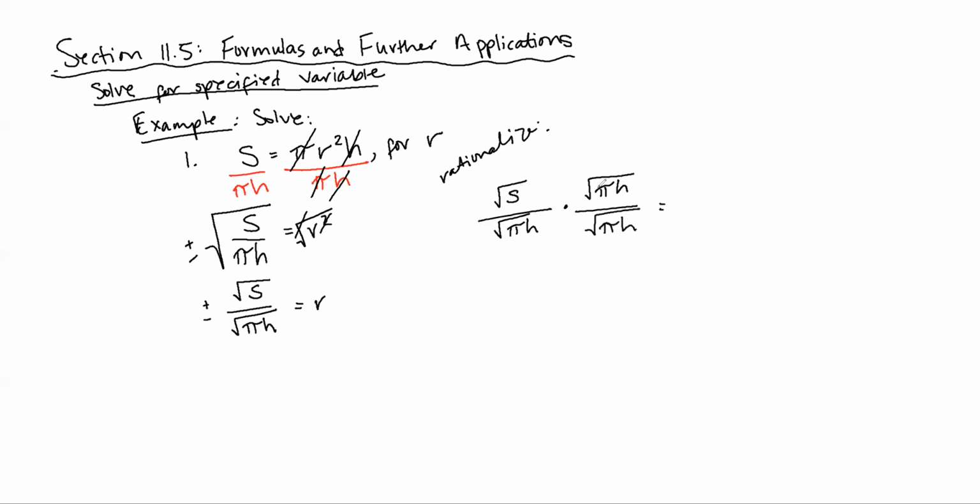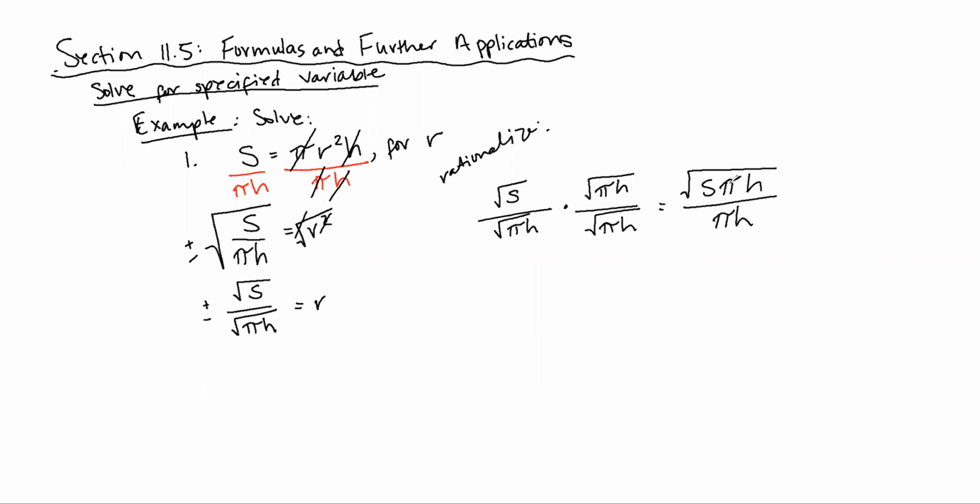So on the top, we have the square root of s times the square root of pi h. These are all different variables. Well, pi is a number, but they're all different. So we're just going to go ahead and combine them into one. So s times pi times h, s pi h. And the order technically doesn't matter. If you wanted to do it exactly right, the pi would go in the front because pi is a number. Numbers always go in the front. But I'm just going to leave it as s pi h. Now, on the bottom, we have the square root of pi h times the square root of pi h. Remember the shortcut, those square roots disappear, and we just get pi h.